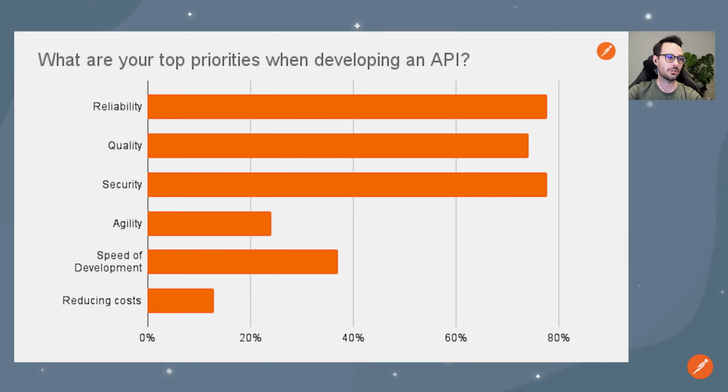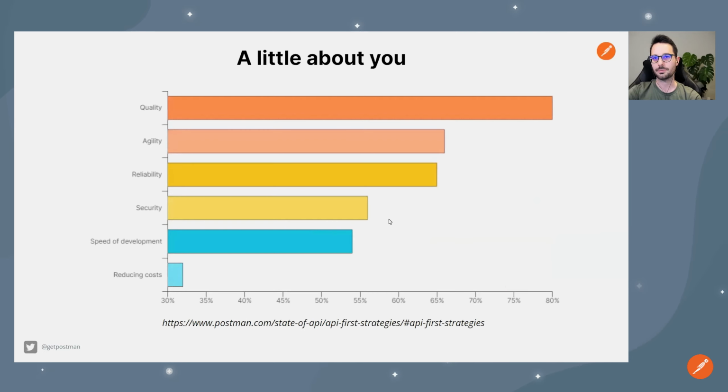So we actually asked that question during our State of the API survey that we do every year, and you see pretty much the same thing came back. There were a few more people answering these questions. I think we had 18,000 people taking that survey. But yeah, quality comes at the very top. Agility, reliability, and security actually comes fourth. And that's one of the topics that we're going to approach today.